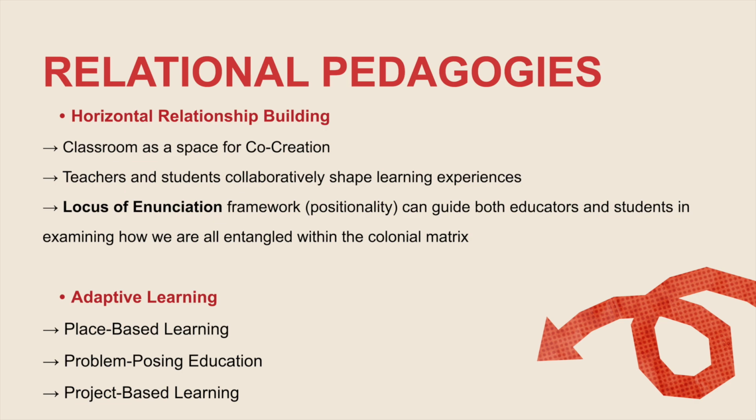To build onto this horizontal relationship is the locus of enunciation framework developed by Andreotti. This can guide both educators and students in examining privilege, positionality within the colonial matrix, and the ways harm might inadvertently be reproduced. Then the last part about relational pedagogies is adaptive learning. So once you have created all this, it also allows you to understand better who your students are and what your students are bringing to the classroom, and that also allows you to enhance co-creation. So you're also better equipped with pedagogical strategies that help students participate in designing the lessons, shaping discussions, and influencing classroom priorities.